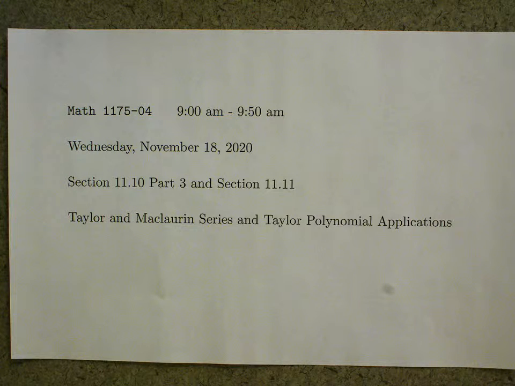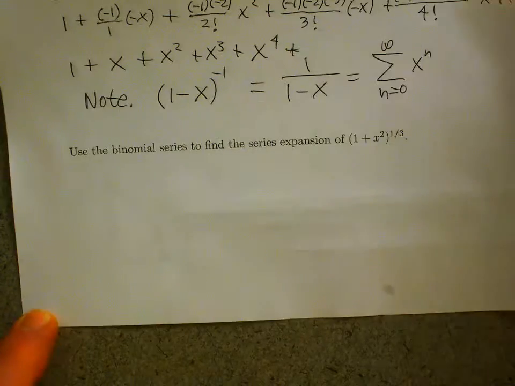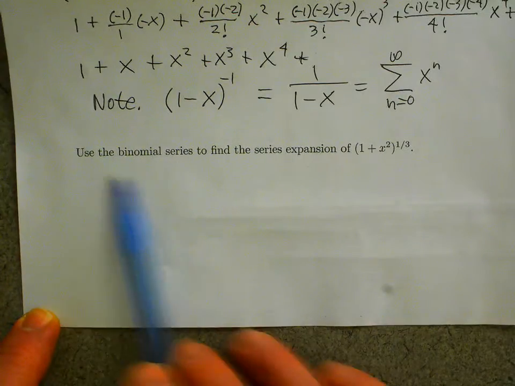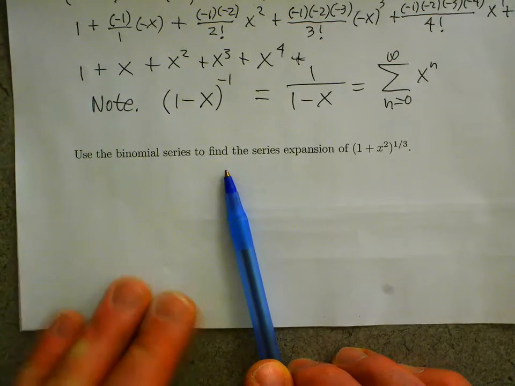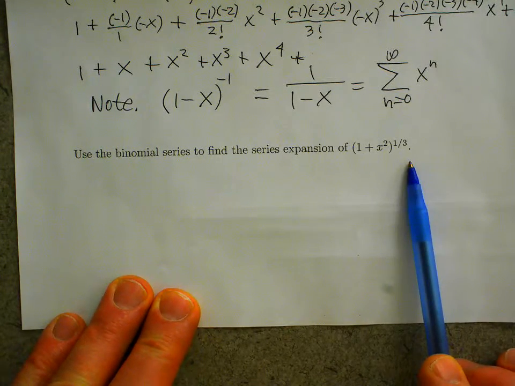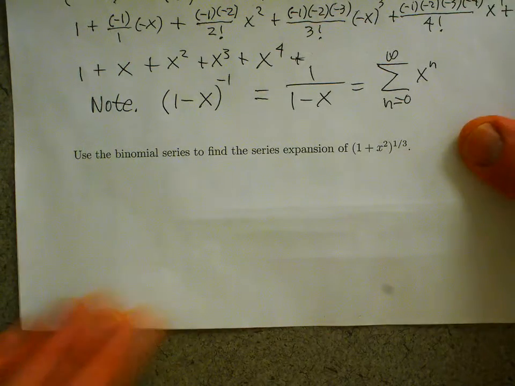Okay, today we'll do a few more problems in section 10, and then we'll do some stuff from section 11. So we didn't do this one yet. Use the binomial series to find the series expansion of (1 plus x squared) to the 1/3. So I will do that on a different piece of paper.